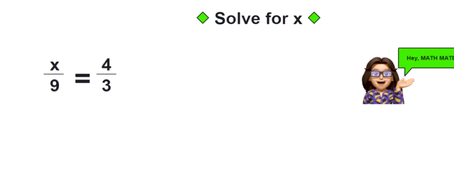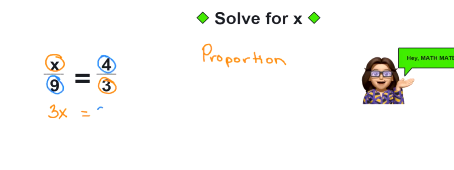Take a look here. This one is already a fraction equal to a fraction. And what did we say that's called? A proportion. And how do we solve proportions? By cross multiplying. I'm going to take x times 3, which is 3x. Proper math, you always put the number in front of the letter. Bring down your equal sign. And then we got to multiply the other two. 9 times 4 is 36.